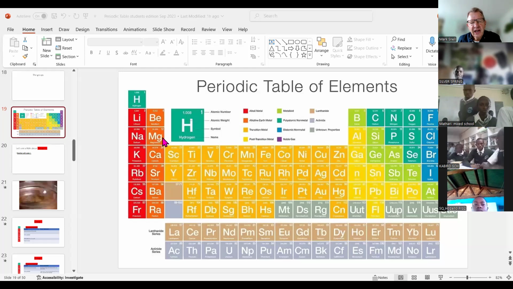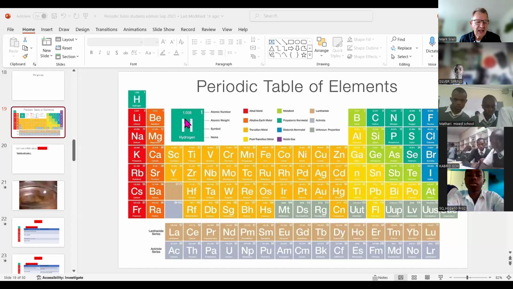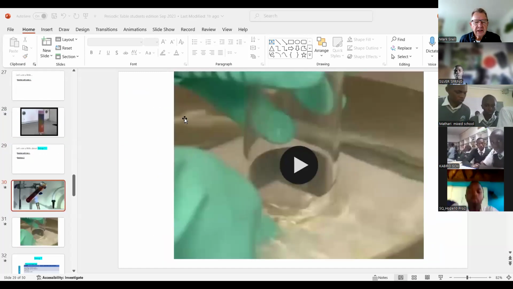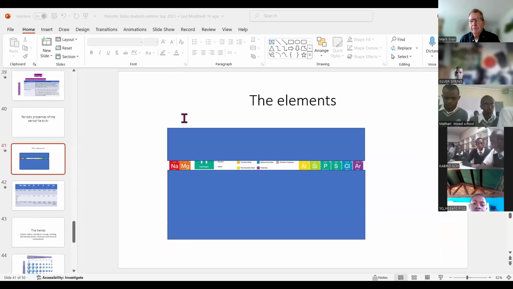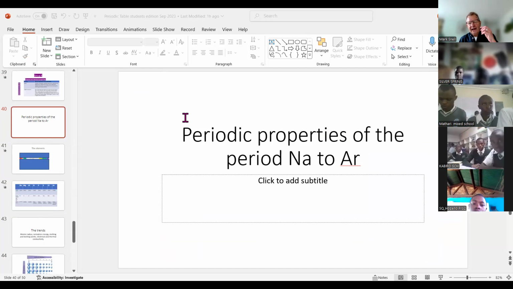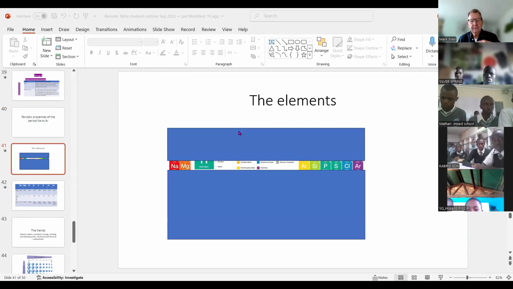So what we're going to do today is look at the periodic change, in other words, going across a period. That is quite important. So that is where we are going here. And they normally ask questions about the period sodium to argon. They expect you to know about that. So that is what we're going to be looking at first. Sodium, magnesium, aluminium, silicon, phosphorus, sulfur, chlorine, argon.